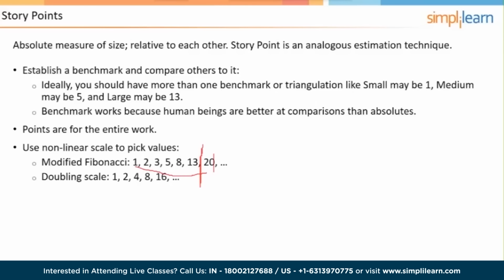Another nonlinear scale is doubling, 1, 2, 4, 8, 16. You typically don't go too far to the left with the values because that either means that you're being too granular or you've got stories that are probably too big and they need to be disaggregated.